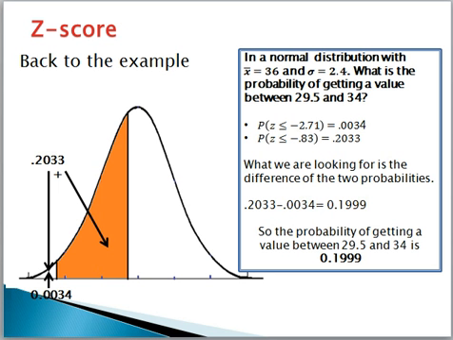And that's our probability. That's how we use the z-score to find probability for values that are not exactly whole standard deviations away from the mean.